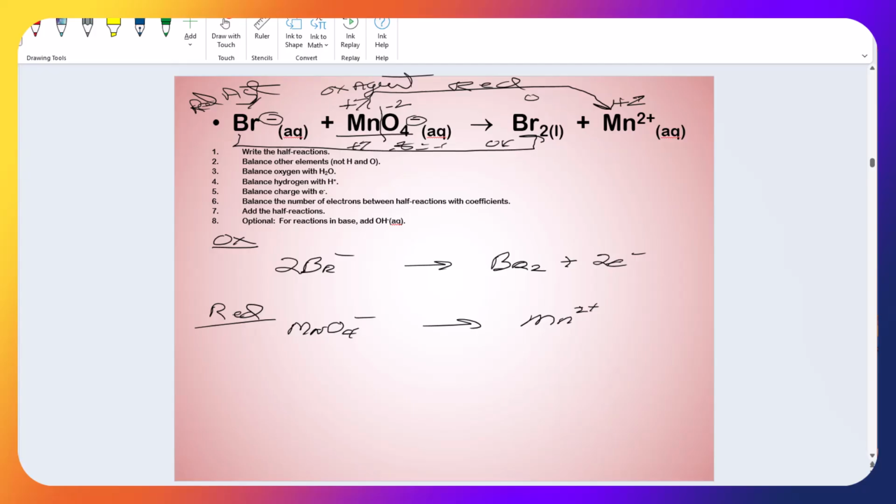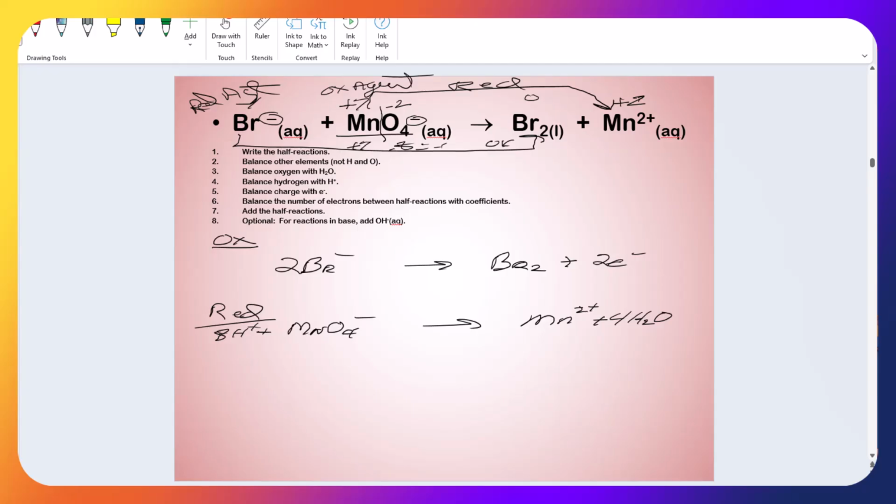Over here for permanganate, we've got 1 manganese, 4 oxygens on the reactant side. So we're going to have to add 4 waters, H2O over here. When we added the 4 waters, that gave us 4 times 2, 8 hydrogens over here. So I'm going to have to add 8 H pluses to balance the hydrogens, which are on the reactant side of the reduction half reaction.